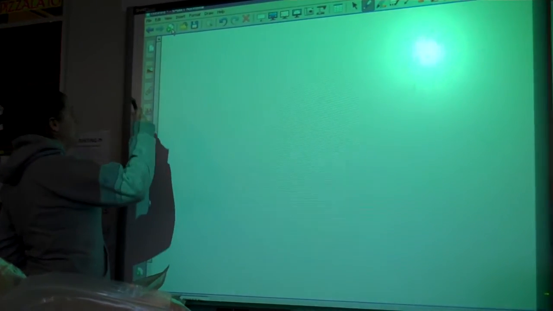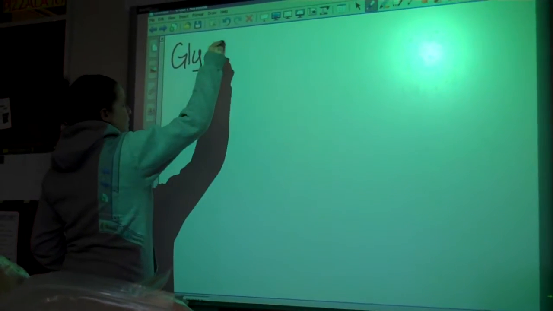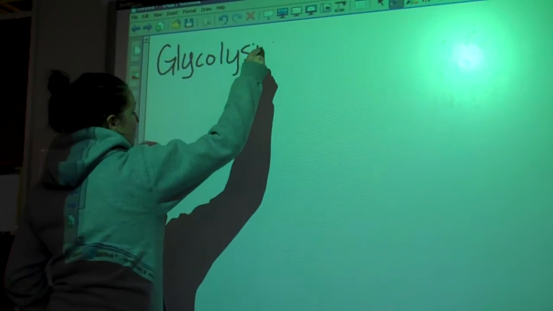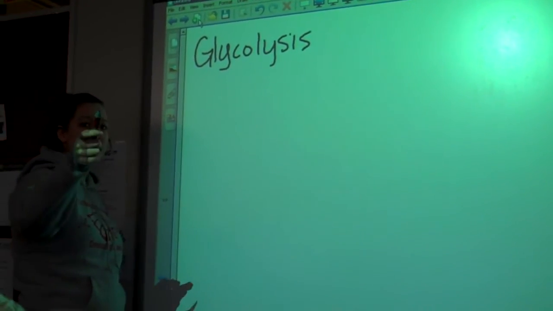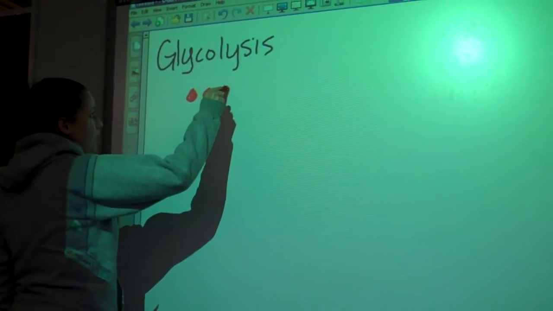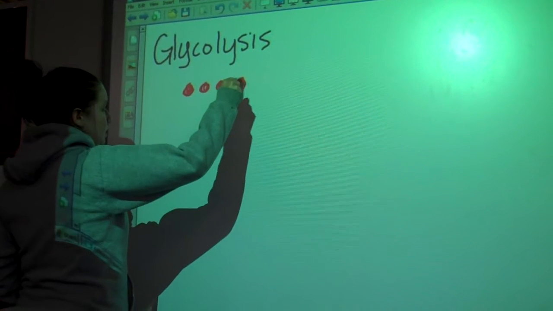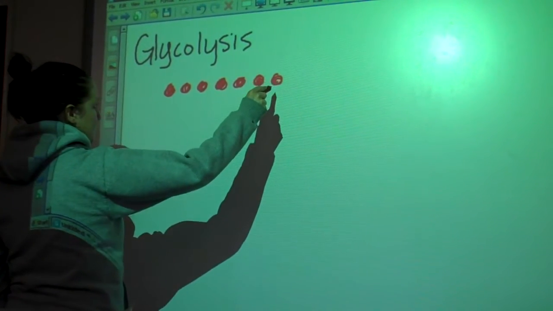So, the first step in cell respiration is called what? Glycolysis. What molecule do we start with in glycolysis? Glucose, which has 6 carbons. So 1, 2, 3, 4, 5, 6.